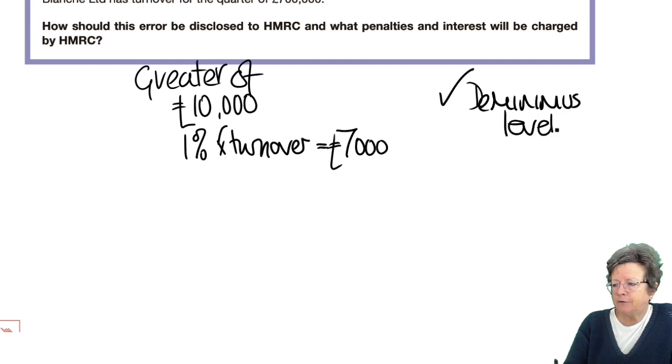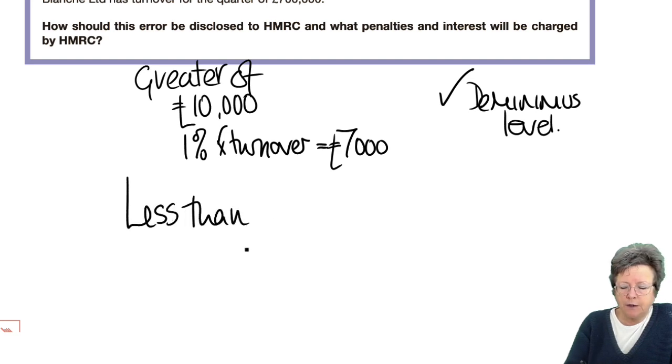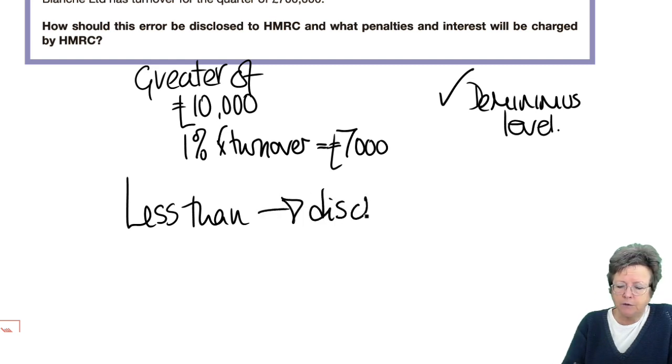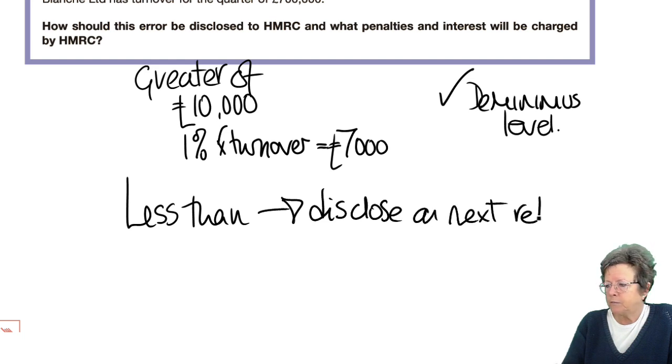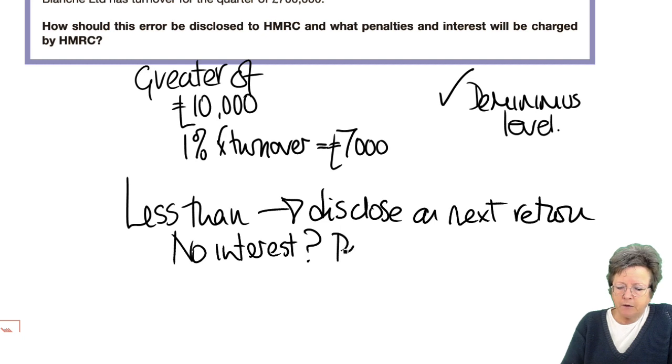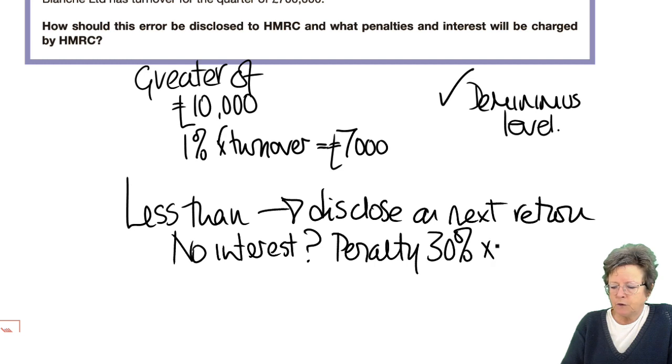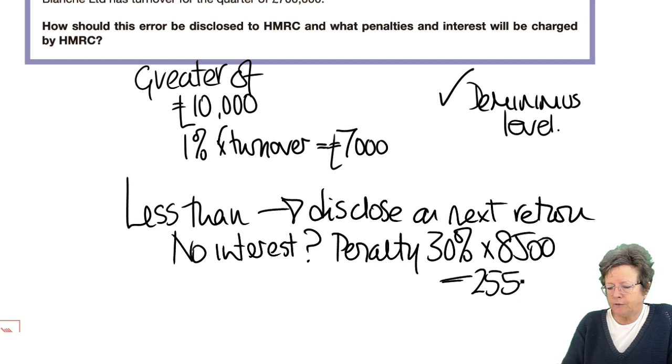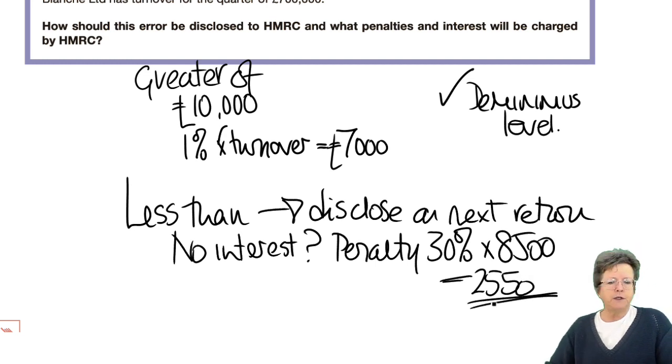That's your de minimis level. It was less than, because you remember what it was? It was only 8.5, wasn't it? So we can therefore disclose it on the next return. There will be no interest. You may get a penalty, probably 30% of 8,500, which is 2,550, because you failed to take reasonable care.